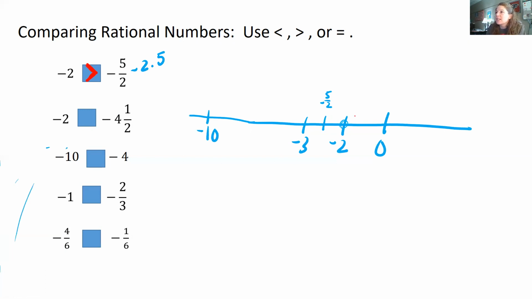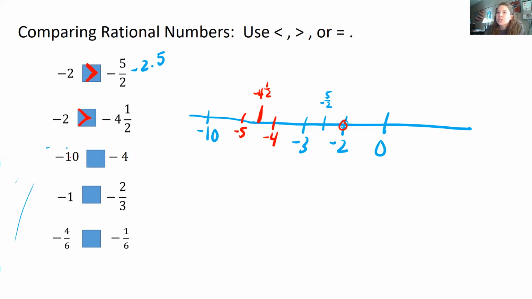All right, so here's -2 again. Here would be -4. Obviously, this is not drawn to scale because my 10 is too close. So this would be -4.5. So which one is farthest right? Well, since -2 is to the right of -4.5, -2 is greater than. So if you think about this as temperatures, -2 is going to be warmer than -4.5, isn't it?